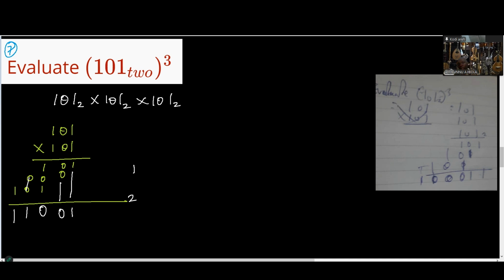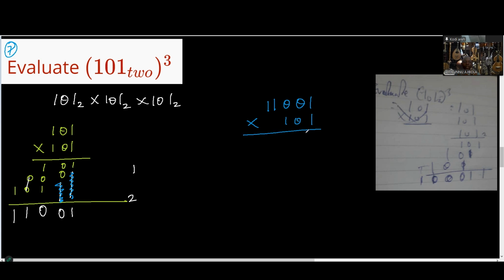Now the third one. Are you getting this? Good. These ones are not there because they don't contain anything. So now I have 0, 1, then multiplied by 101. So let's do that one times 101.